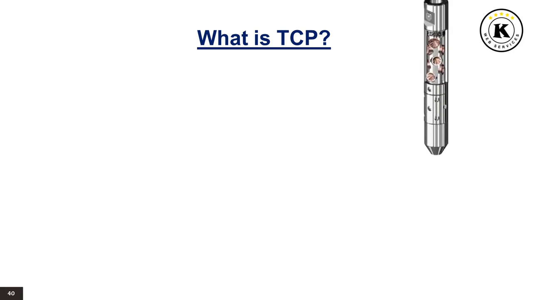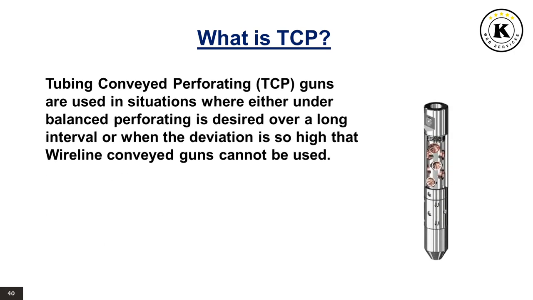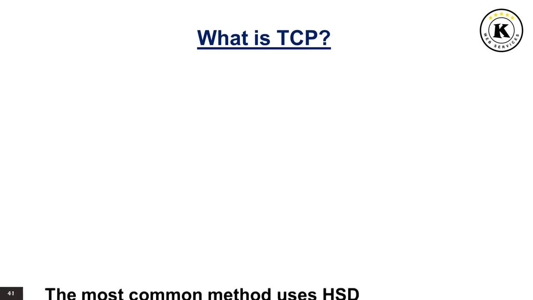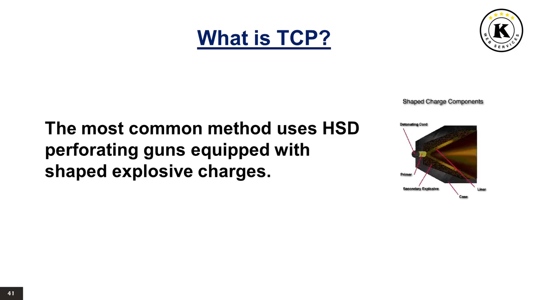Tubing conveyed perforating TCP guns are used in situations where either underbalanced perforating is desired over a long interval or when the deviation is so high that wireline conveyed guns cannot be used. TCP is an efficient way of perforating long intervals because it minimizes the number of trips in the whole perforation job. The most common method uses HSD perforating guns equipped with shaped explosive charges.